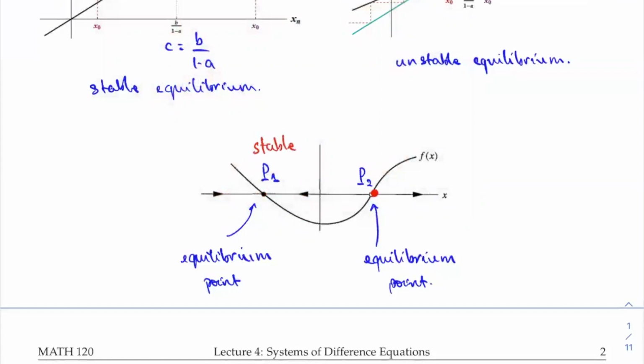However, when we talk about P2, the solutions that start on the right of P2 move away from P2, diverging away from P2. And if the initial conditions start on the left of P2, it moves away and points back to P1. So this is called the unstable equilibrium.